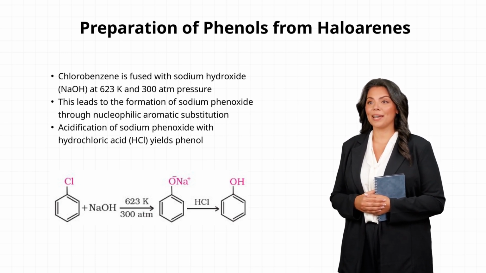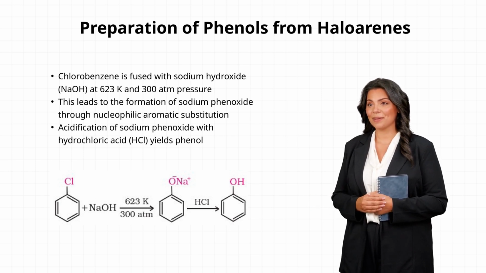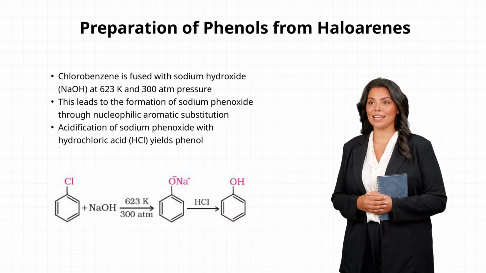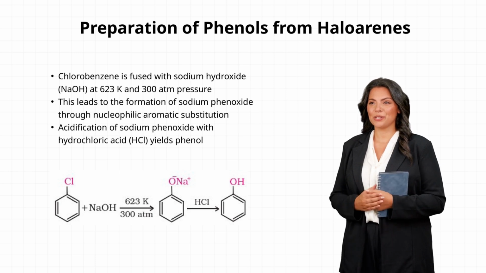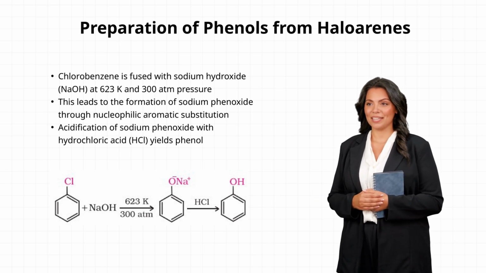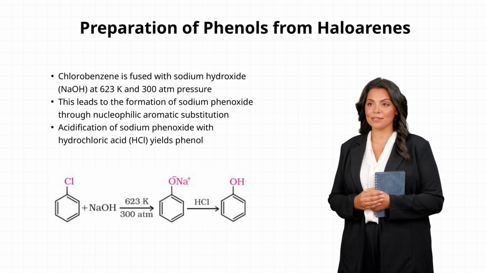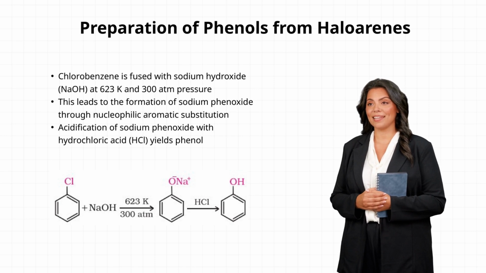The overall reaction can be summarized simply. C6H5Cl plus NaOH gives C6H5ONa, which upon acidification with HCl further yields C6H5OH, phenol, and sodium chloride. This process showcases the clever ways chemists overcome the stable nature of aromatic compounds to modify their functional groups. Do you see the power of conditions in shifting the course of a reaction? Keep these ideas in mind as we continue.